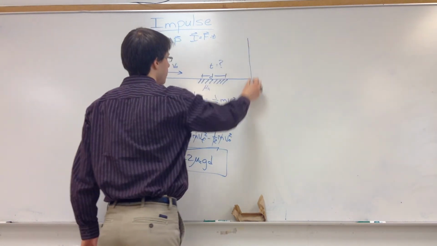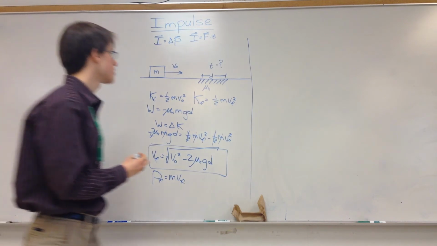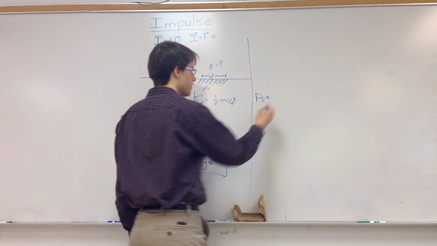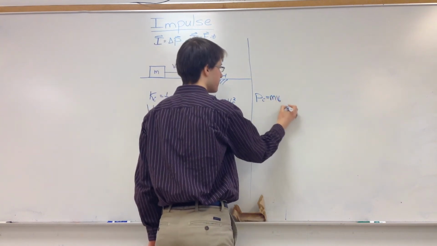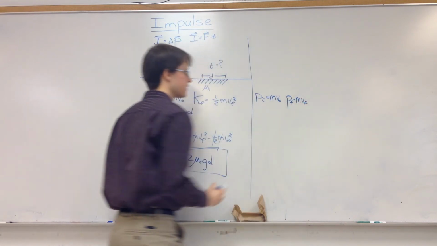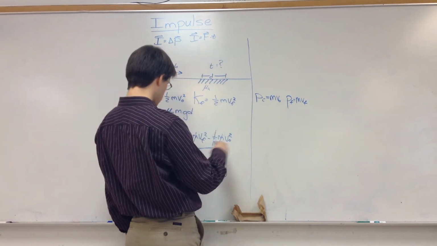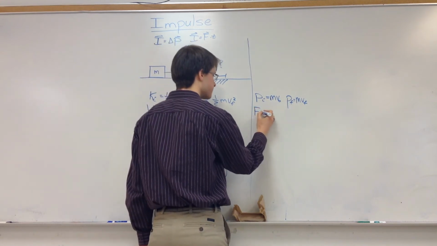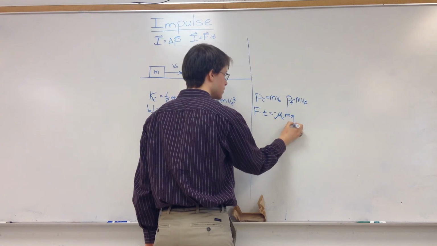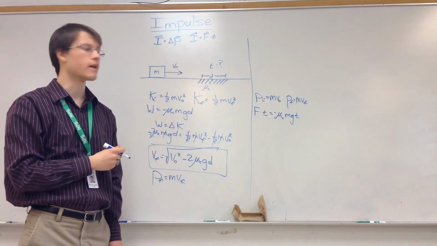So now we're going to set up impulse and force and time. So our initial momentum, instead of our initial energy, our initial momentum is mv naught. Our final momentum is mvf, where vf is the thing I have down here. And force times time is negative mu k mgt instead of d. Very similar to work and energy though.